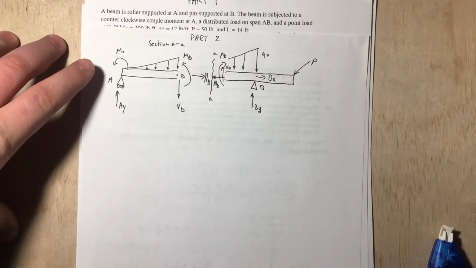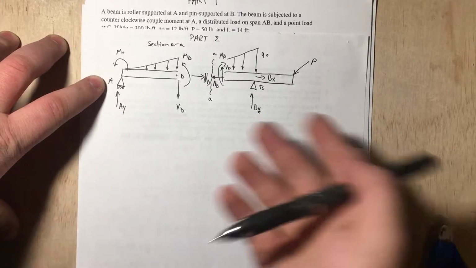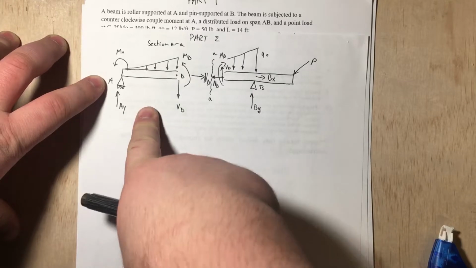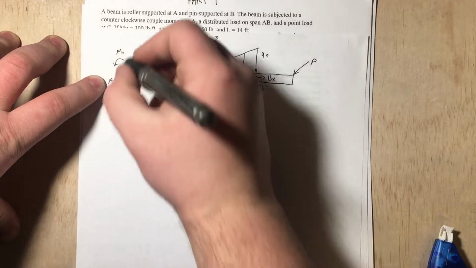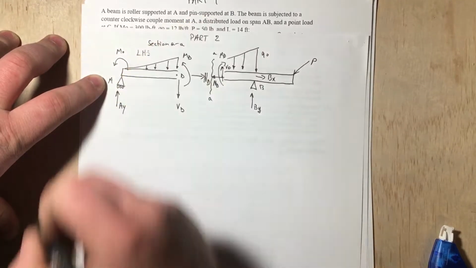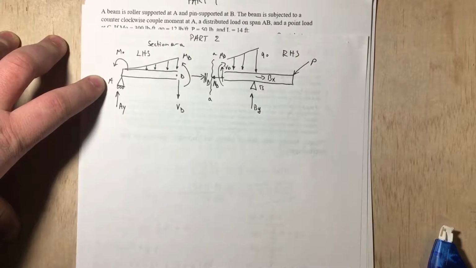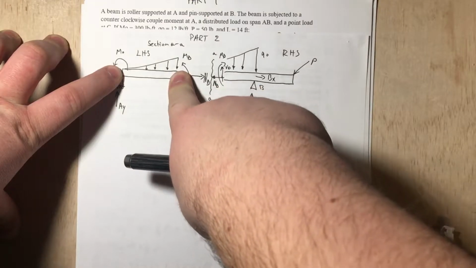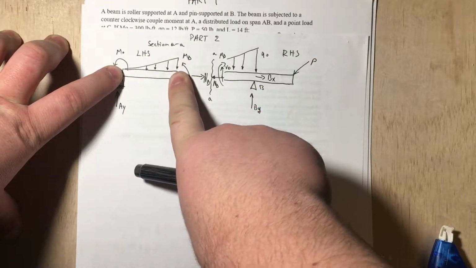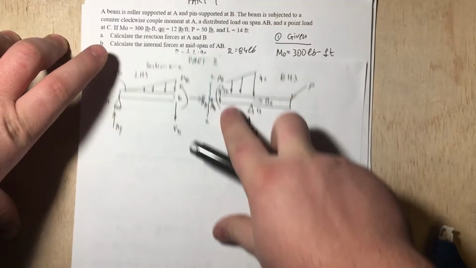So let's go ahead and look at one of those free body diagrams. You can pick either one of them. I'd like to use the one on the left hand side. So this is the left hand side, this is the right hand side. So as I mentioned on the first video, I always like starting with calculating the resultant force whenever I see a distributed load. And you might be asking, why don't we use the one that we found previously?